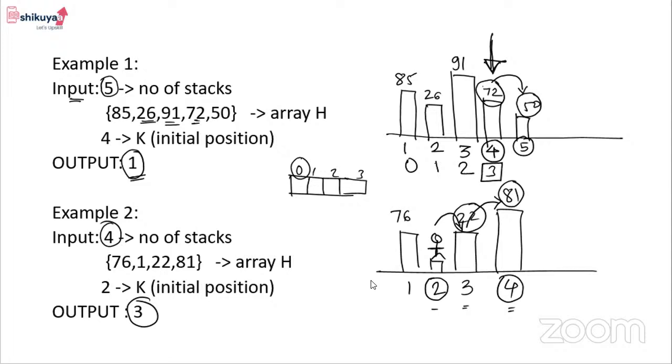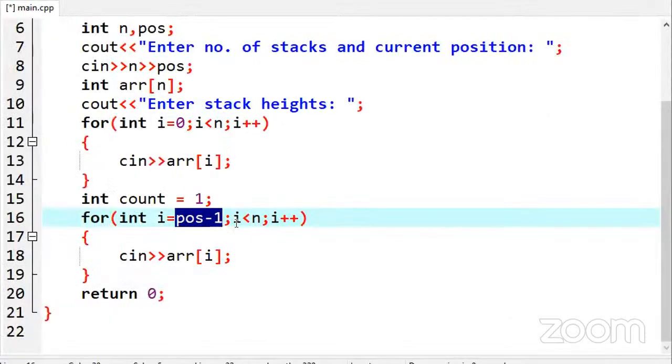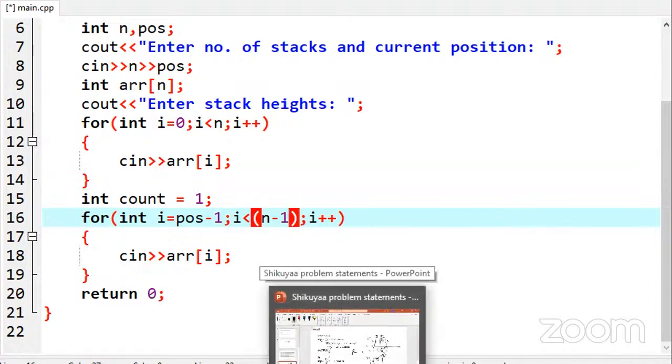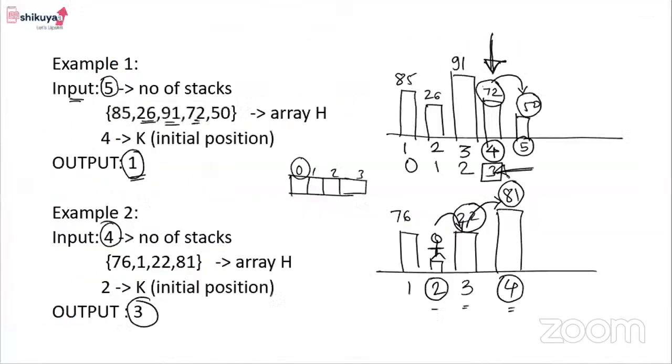He is standing at index 3, okay. Are you getting me? Therefore I have written here position minus 1, and then the value of i should go up to n minus 1. Why n minus 1? Because we are comparing here. We need to compare whether the height of the next stack is greater than the current stack.